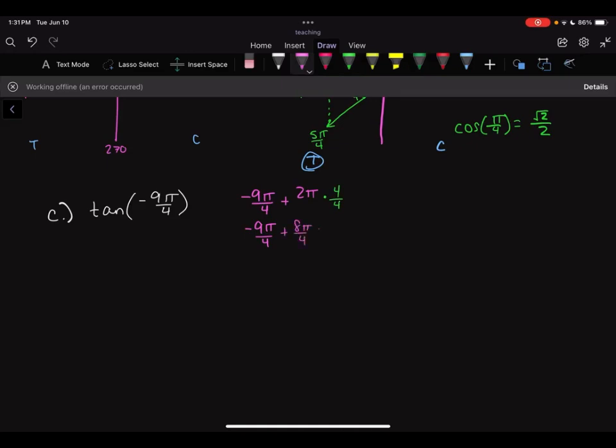If I add this, I'm going to get negative pi over 4. That's still not ideal for me. I would really like a completely positive angle. So I'm just going to go ahead and do it again. I'm going to add 8 pi over 4 again, and that's going to give me 7 pi over 4.